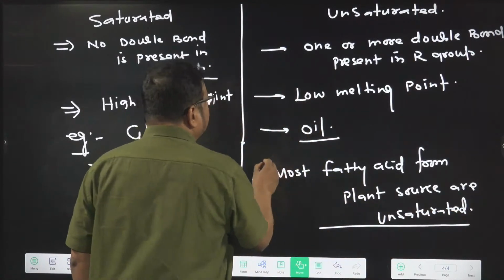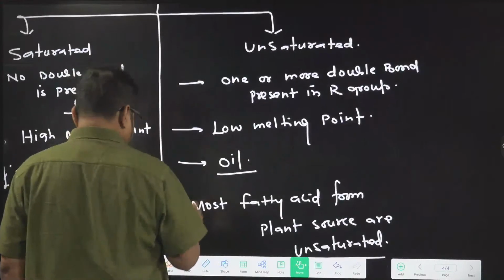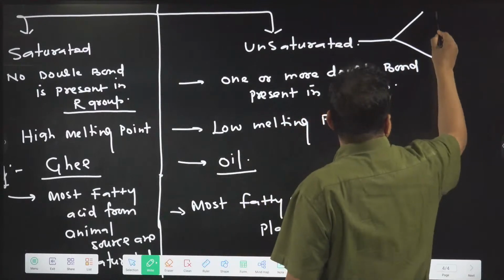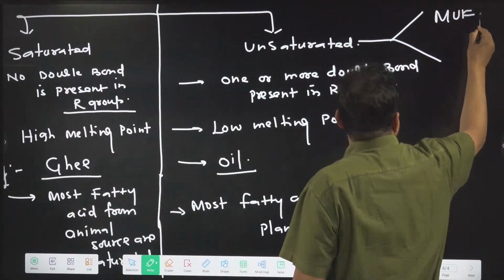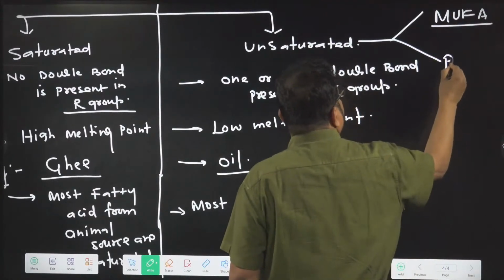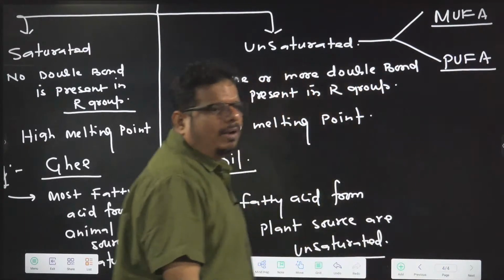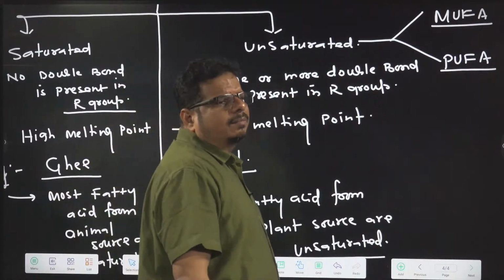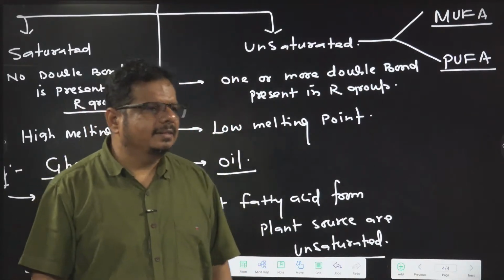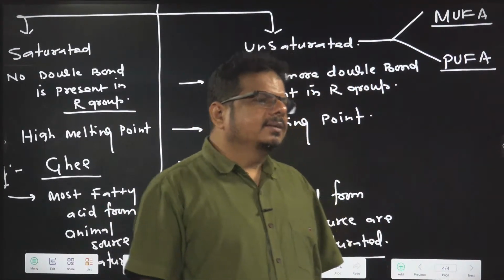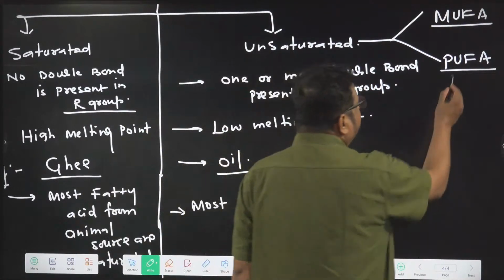And if we talk about unsaturated fatty acids, they are of two types. One is MUFA, another is PUFA. MUFA is monounsaturated fatty acid. PUFA is polyunsaturated fatty acid. So the number of double bonds is more in PUFA.